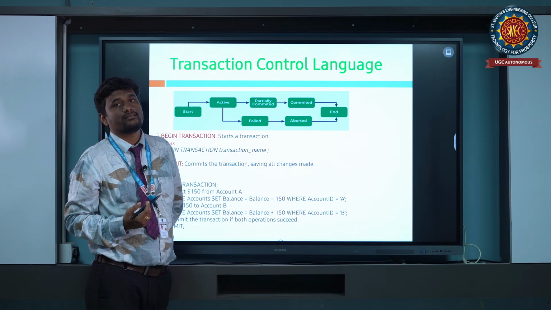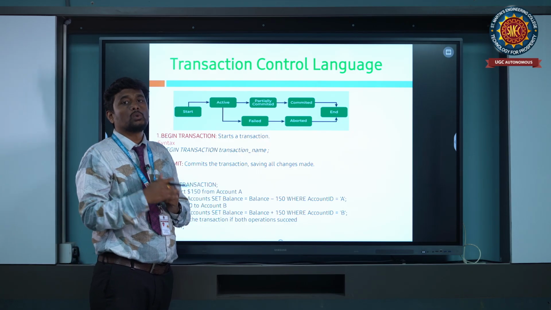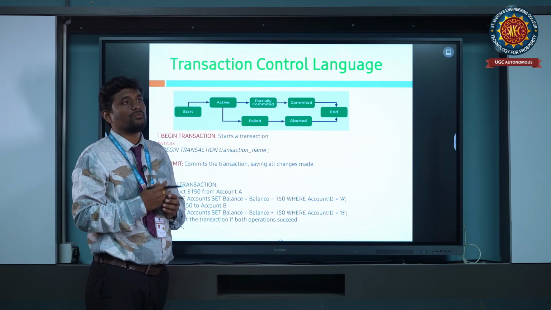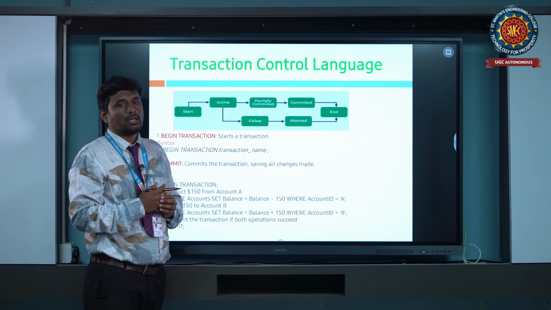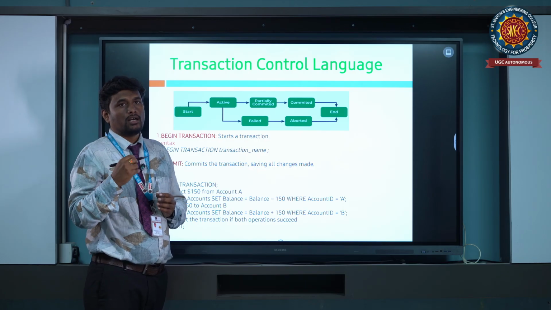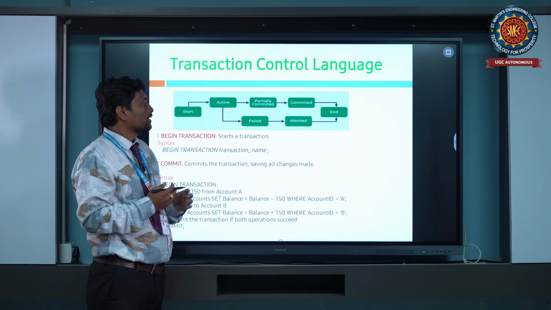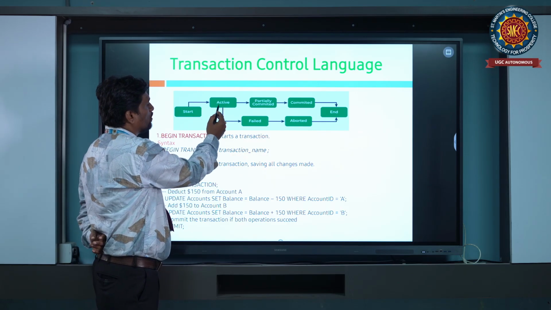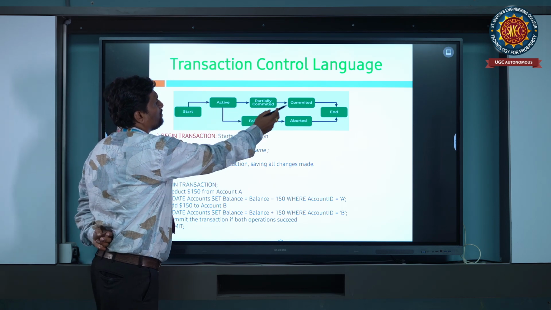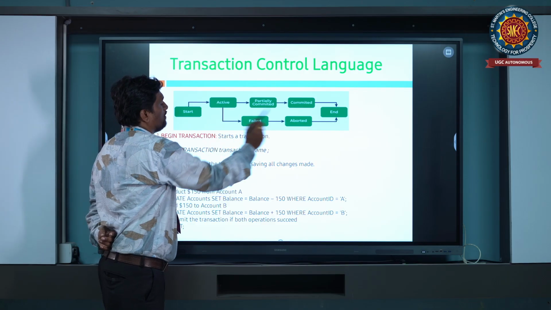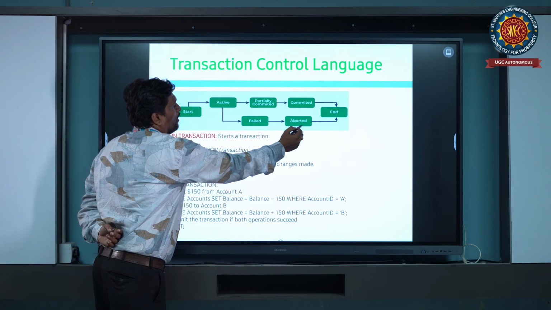What is a transaction? Suppose we are using transactions, take the ATM example. I have 1000 rupees in my bank account, and I withdraw 200 rupees. The transaction starts as active, then partially committed, then ends. But in case it fails, it goes to failed, then aborted, and end.